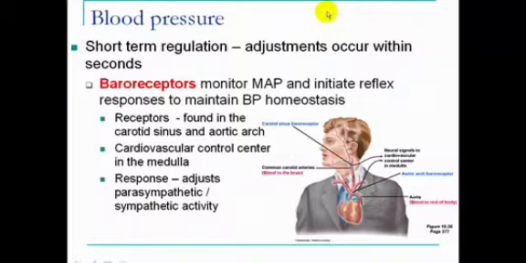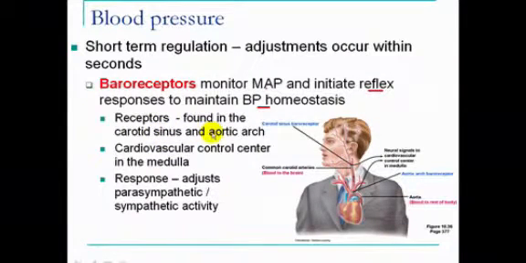It's called the baroreceptor reflex. And you have baroreceptors that are found in the carotid artery. You have some in the carotid artery in your neck and then in the aorta. And baroreceptors are monitoring blood pressure or mean arterial pressure. And when there's a change in the mean arterial pressure, it will initiate a reflex to counteract that change and bring you back into your blood pressure homeostasis, your normal blood pressure ranges. So the receptors are found in the carotid sinus or the aorta.